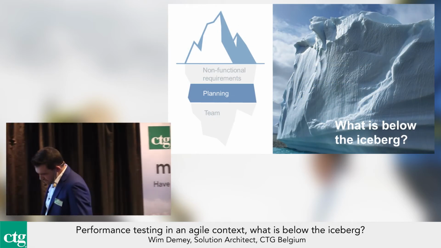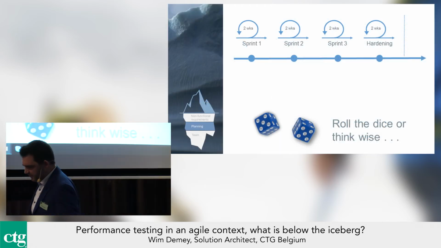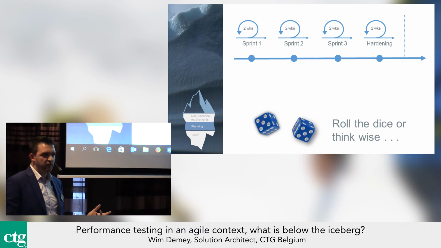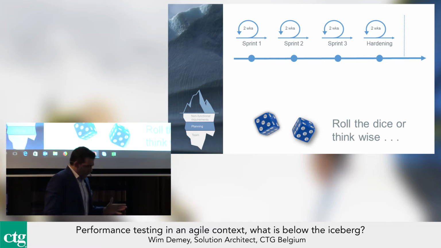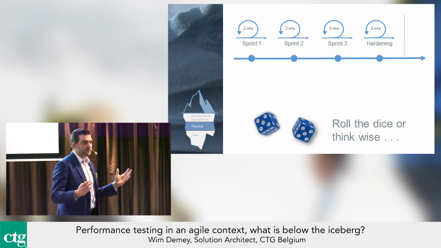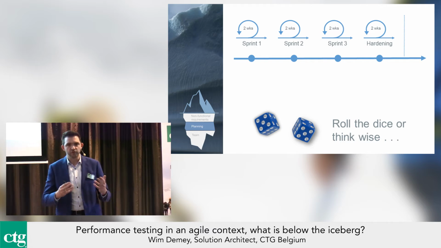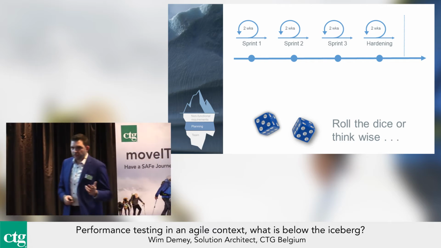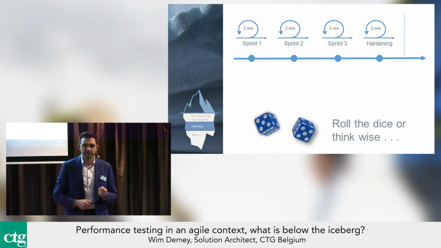Planning. Let's take a release: 4 sprints, 3 normal sprints, 1 hardening sprint. Is everyone familiar with the term hardening sprint? Shortly explained, it's a last sprint where everything is brought together and often used as a kind of buffer to solve loose ends. My question for you: in which sprint do you plan performance testing?